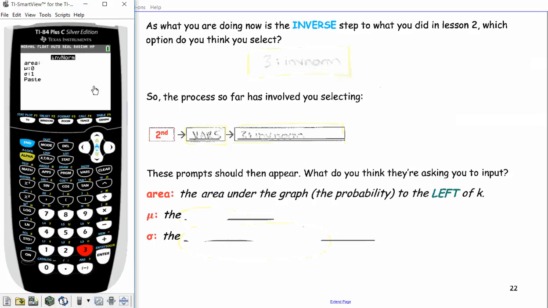You've got to plug in the area. The area is what you would have been given in the question. Like in that last example, the area was 0.4. And then the mean, you've got to plug in what the mean is, and you've also got to plug in what the standard deviation is.